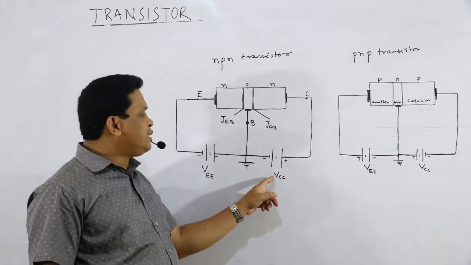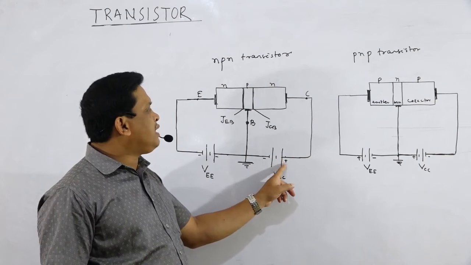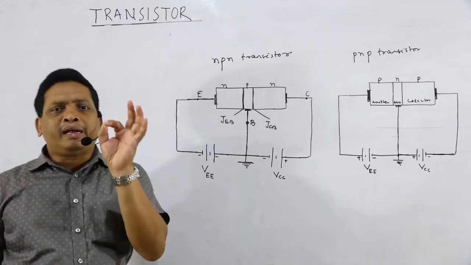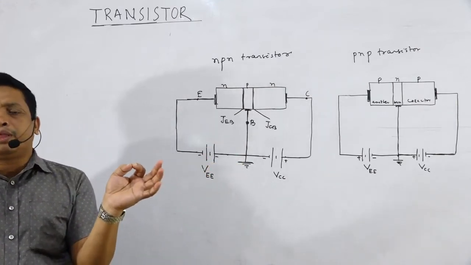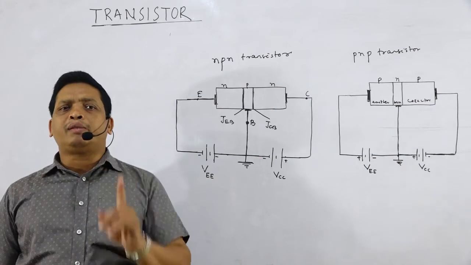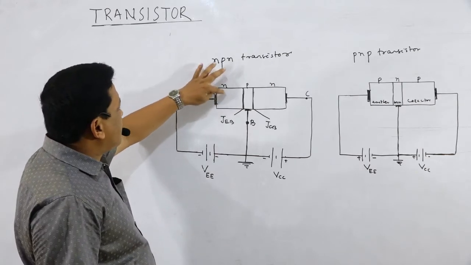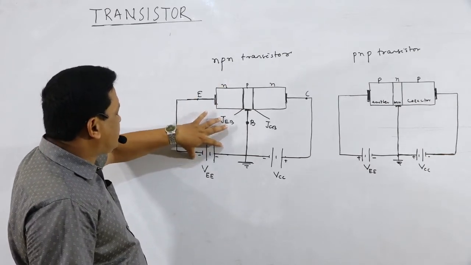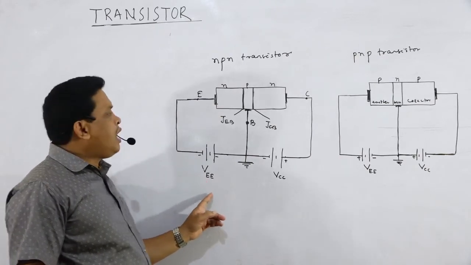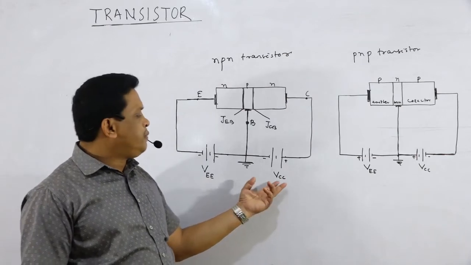Now look at this battery. This is another battery named VCC. Now the positive terminal of this battery is connected with the N material. Remember, in a PN junction, if the P material is connected with the positive terminal of the battery, then the PN junction is forward biased. But if the P material is connected with the negative terminal of the battery, then that is said to be reverse biased. So here, the input PN junction is forward biased with the help of the input battery VEE, and the output PN junction is reverse biased by the output battery VCC.